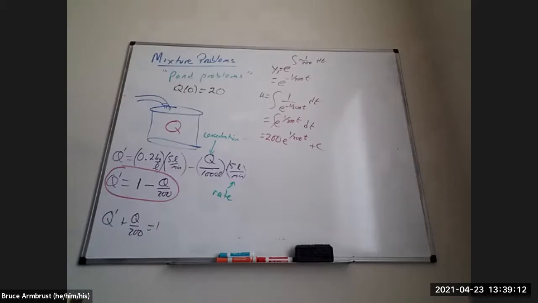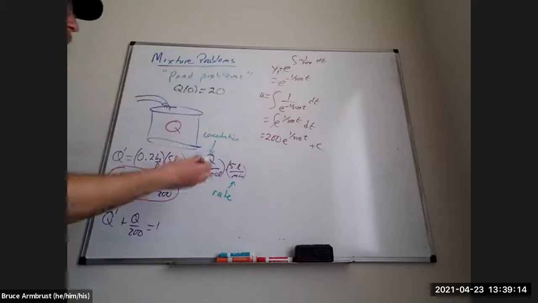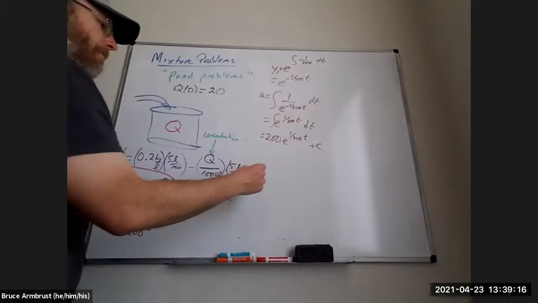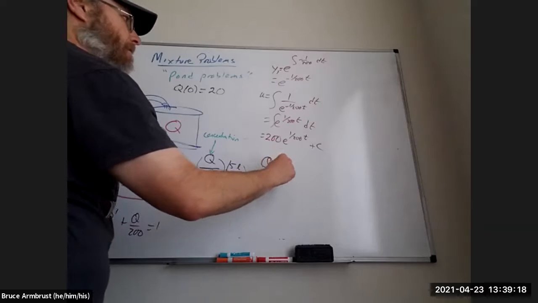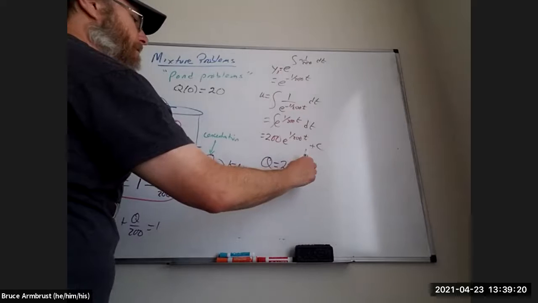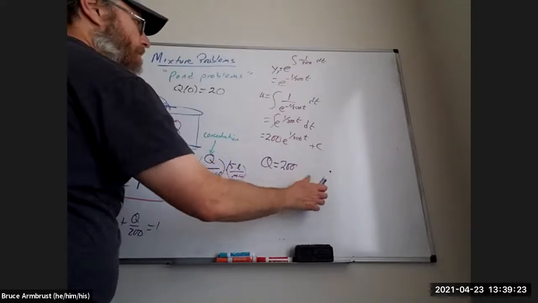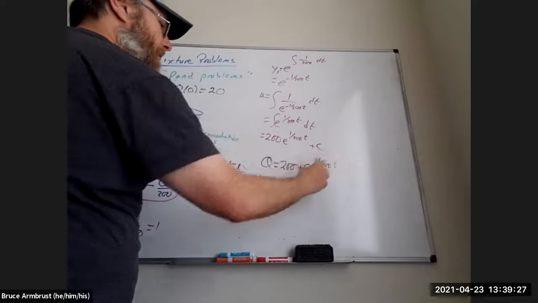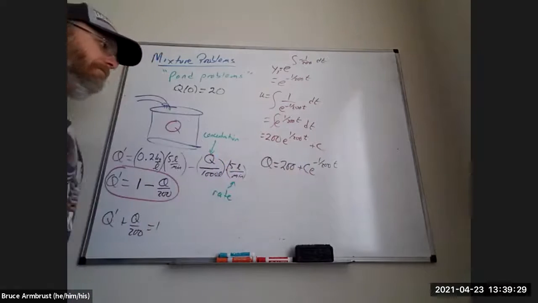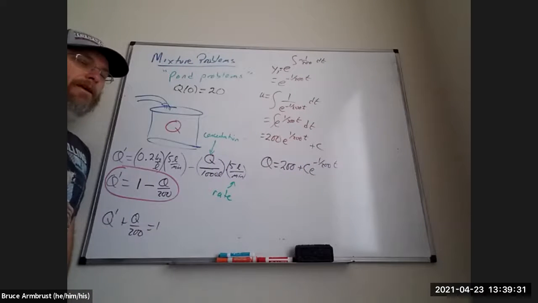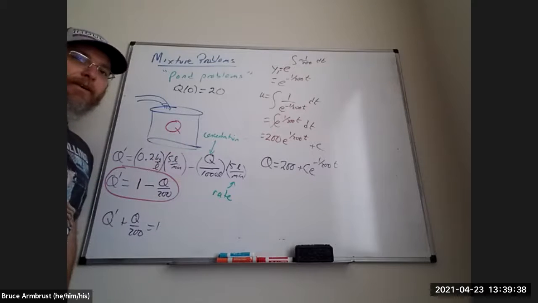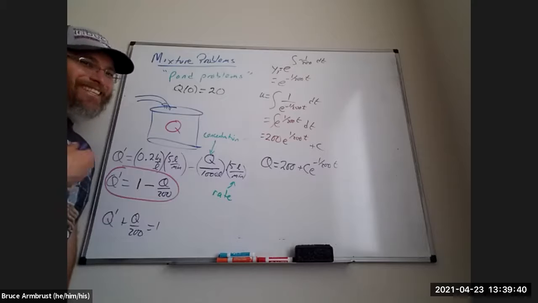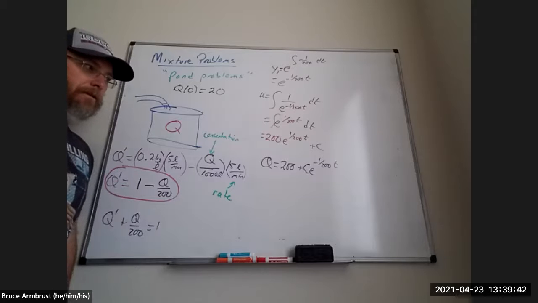So then we just go ahead and multiply this u times that y1. And what we get is that q is equal to 200 plus c e to the minus 1 over 200 t. So there's our general solution. And had you done separation of variables, you would have gotten exactly here. I just think this is a little bit faster.